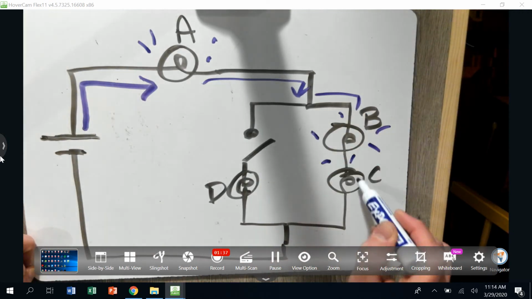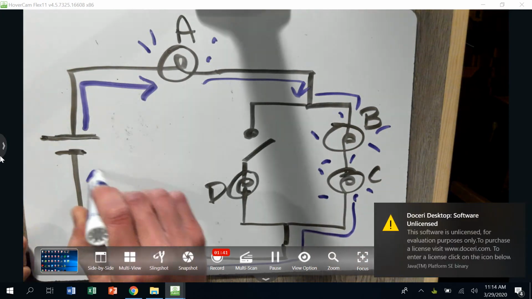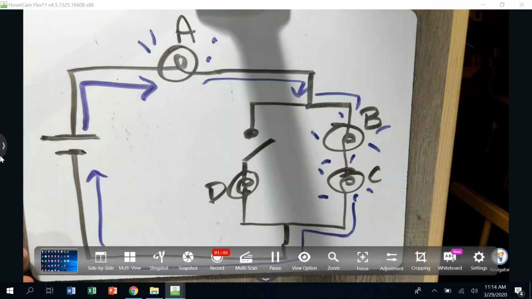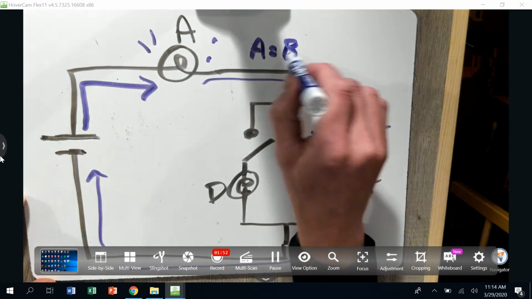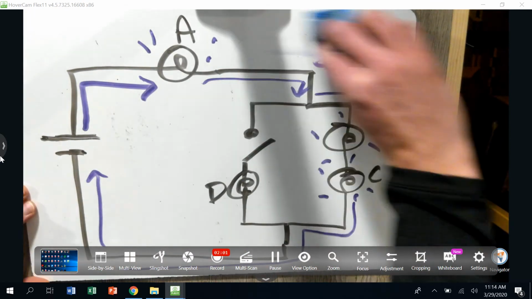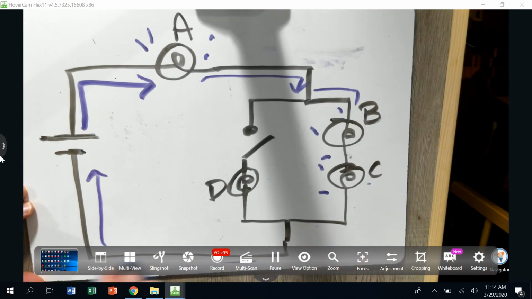So if I were to rank these 3 bulbs in terms of current or brightness off the battery with the switch open, I'd say A equals B equals C. Right? Because they're all basically in what we'll call a series circuit. Okay? But now if I were to go in and turn the switch on, I'm going to get a change, right?